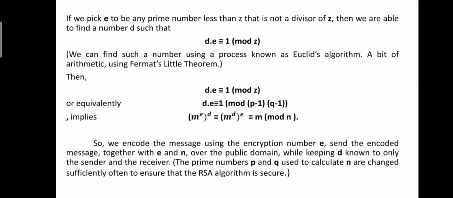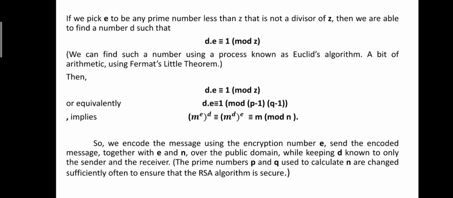Now, if we pick e to be any prime number less than z, that is not a divisor of z, then we are able to find a number d such that d times e equals 1 mod z. We'll show that once we have found d and e in this manner, then d times e equals 1 mod z, or equivalently d times e equals 1 mod (p minus 1)(q minus 1), which implies m to the power e whole to the power d is equal to m to the power d whole to the power e, which then equals m mod n.